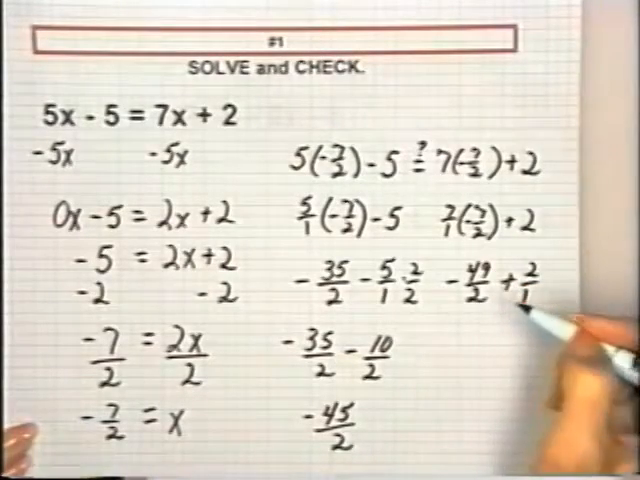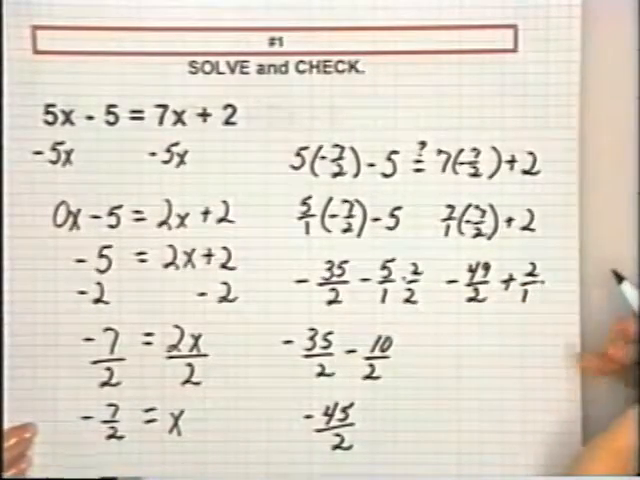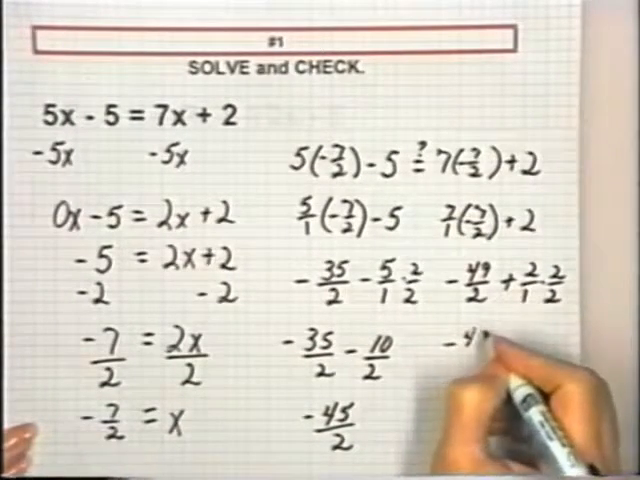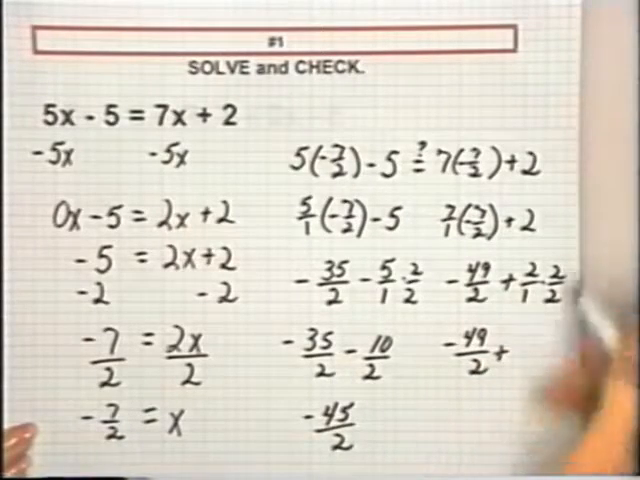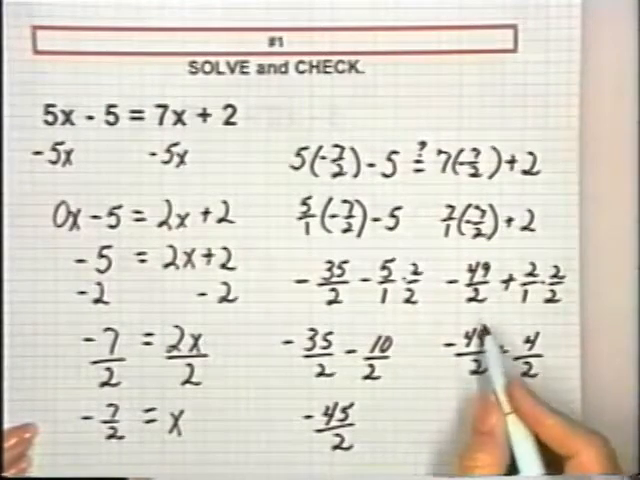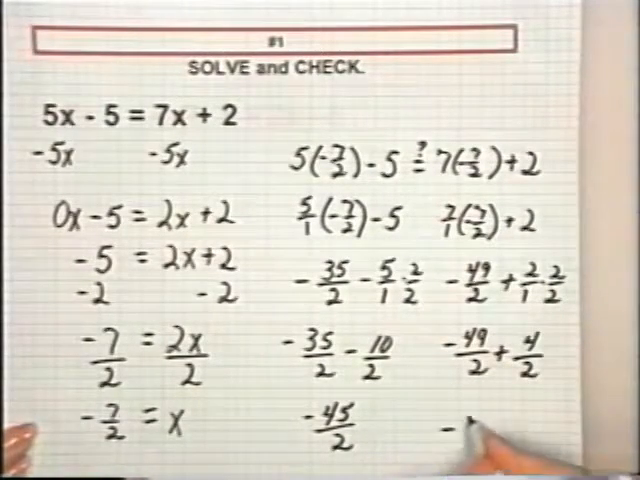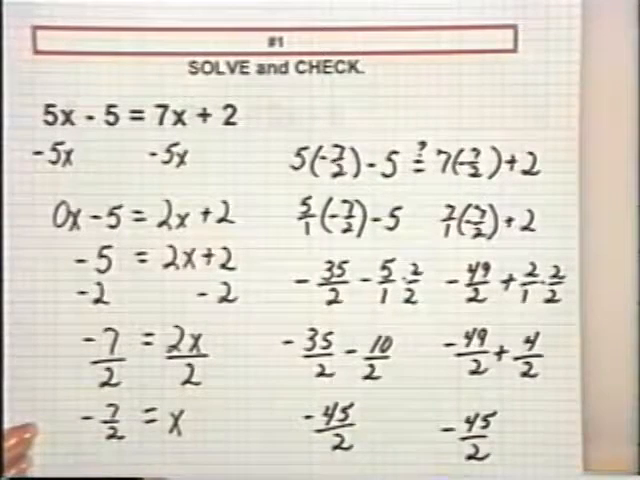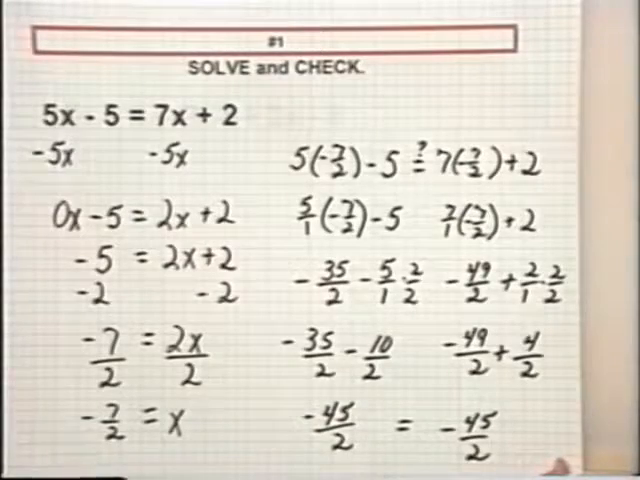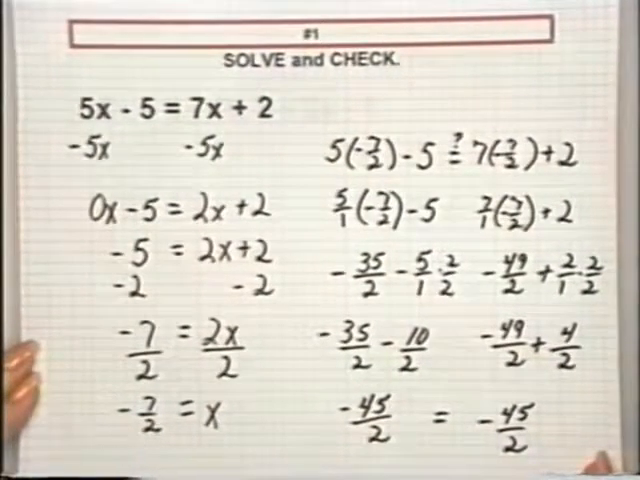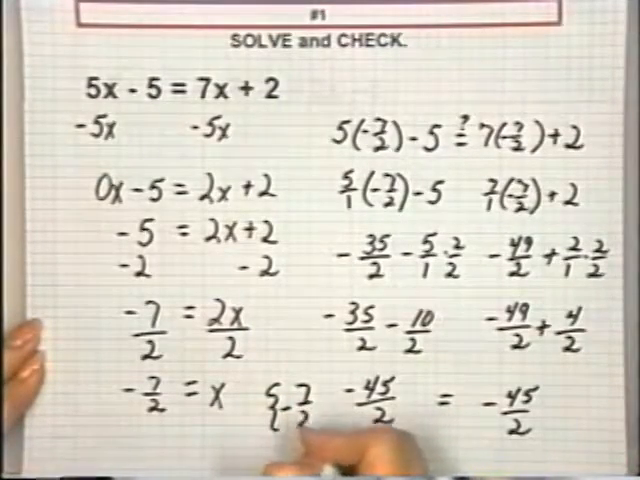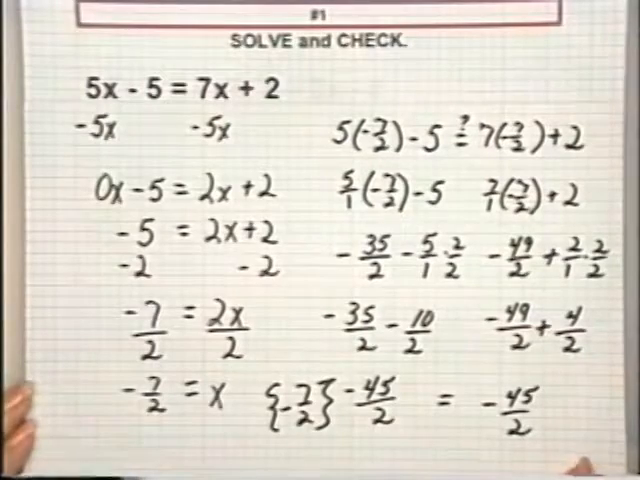The 49/2 has a denominator of 2, so I need to multiply the 2 over 1 by 2 over 2. I have -49/2 plus 2 times 2 is 4, 1 times 2 is 2. -49/2 plus 4/2 gives me a -45/2. I get the same number on the left I do on the right. So that tells me -7/2 is the solution. So let's write the -7/2 in set notation.